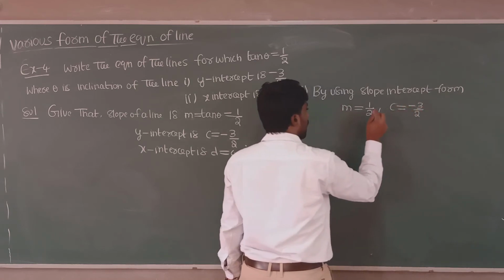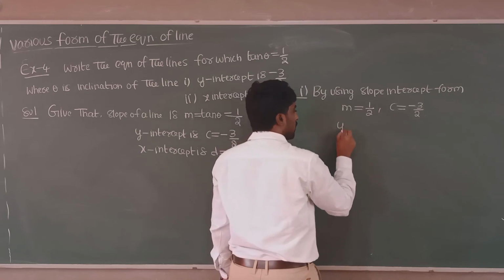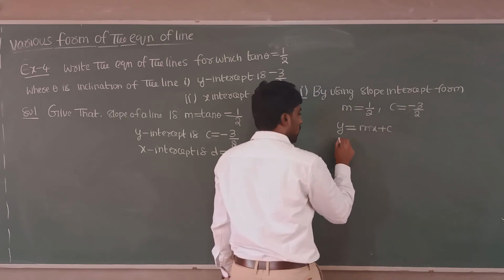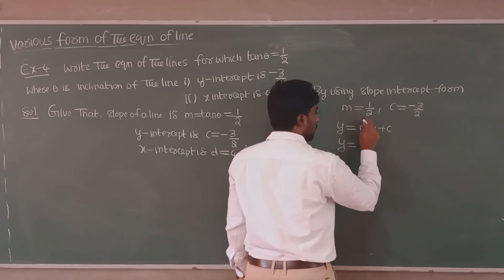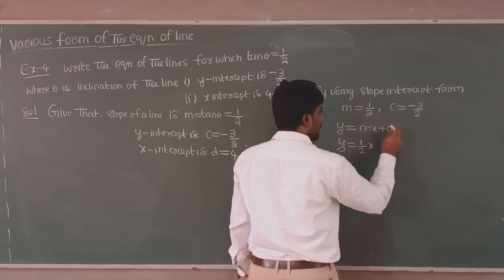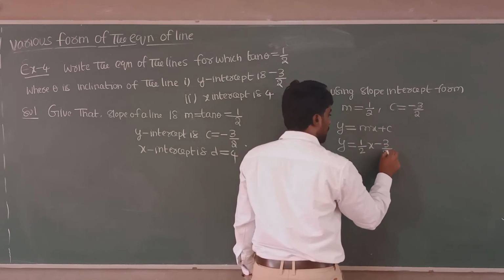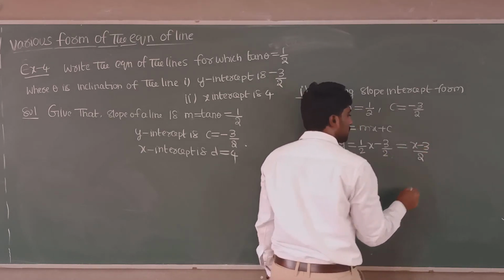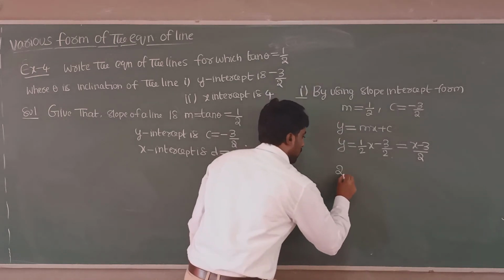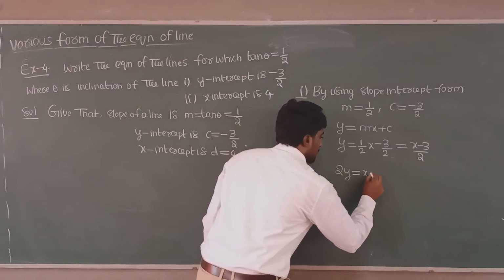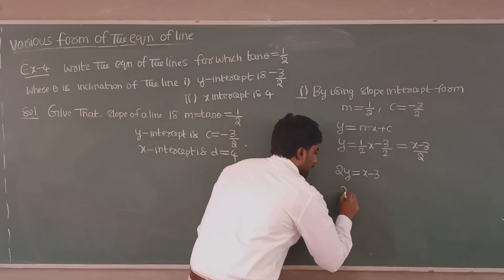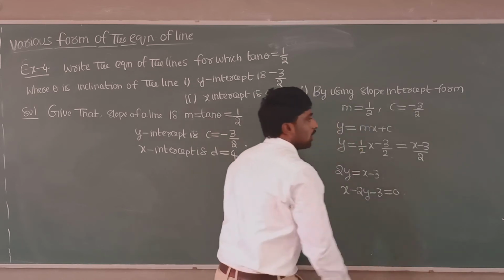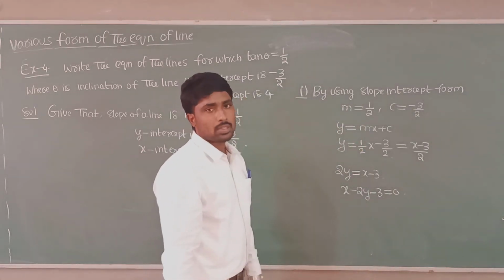Then the equation of the y-intercept form of a straight line is y equals mx plus c. Is it clear everyone? Now y equals m value, 1 by 2, into x, plus c value, minus 3 by 2. If I take the LCM here, this is x minus 3 by 2. If I cross multiply, I will get 2y equals x minus 3. If 2y goes to that side, x minus 2y minus 3 equals 0. So this is the required equation of the straight line.